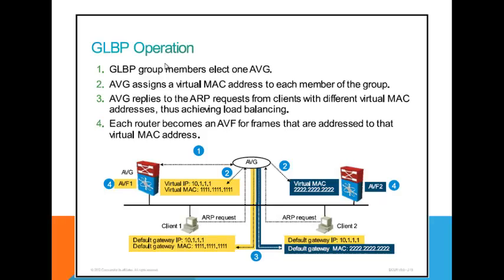This shows how GLBP works. There is something called AVG, Active Virtual Gateway, and AVF, Active Virtual Forwarder. Active Virtual Gateway takes care of the sharing of MAC addresses between multiple clients. So one client will be using the virtual MAC address of this device. Another client will have the MAC address of the other virtual device. So what happens is, the layer 2 addresses are separate, but the layer 3 address is the same. Though the layer 2 address is separate, it will go to this. One device will go via this, another device will go via this.